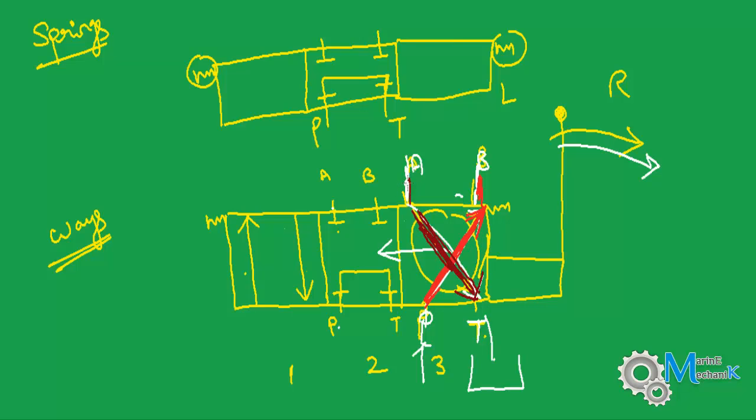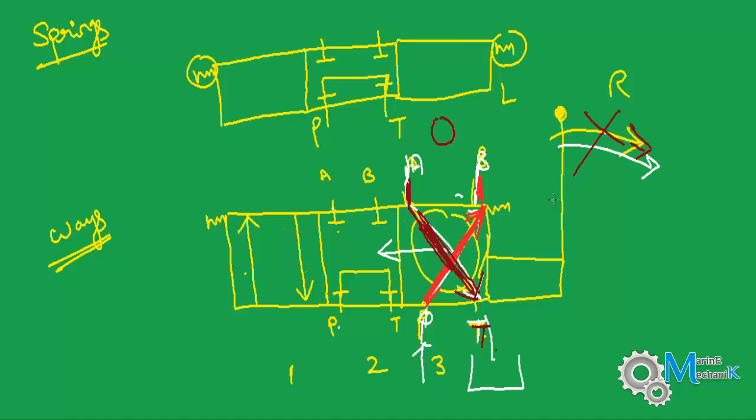Exhaust comes through port A and back to the tank T. So this is what happens when I move the lever to the right. Now it performs some work as I move the lever. Now what happens when I release the lever?